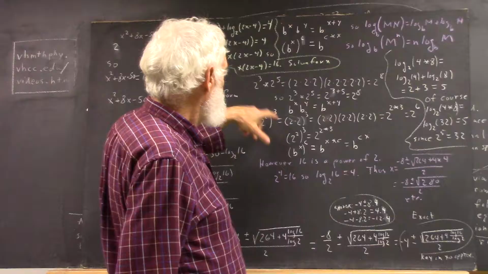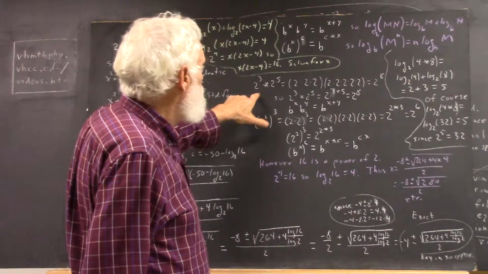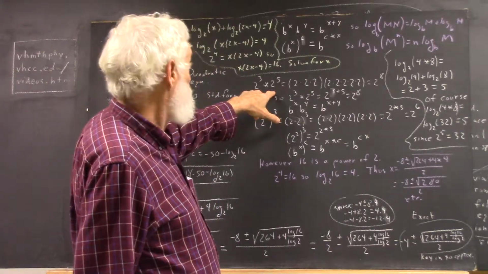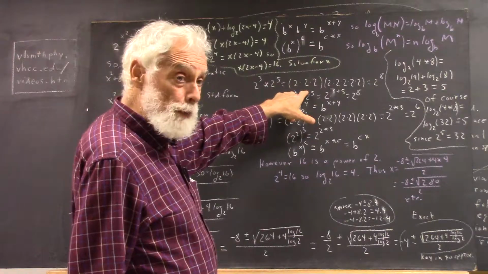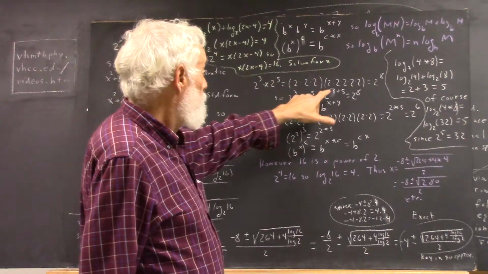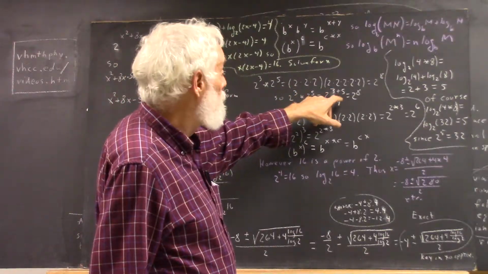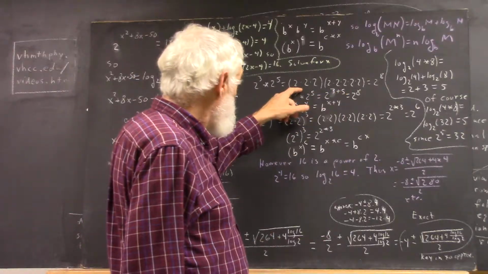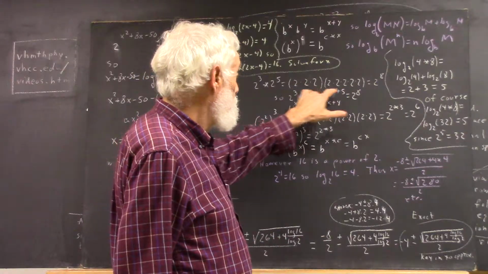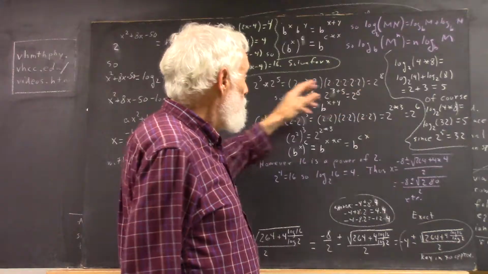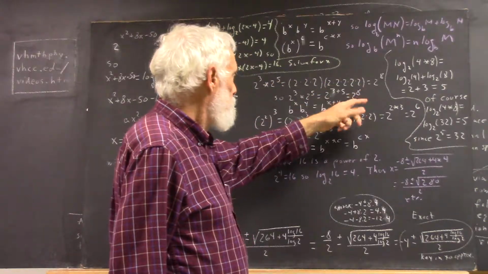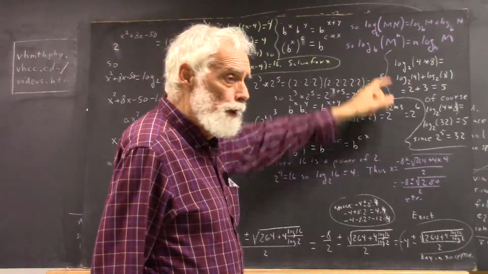Laws of exponents. Let's just look here. 2 to the third times 2 to the fifth is what? Well, 2 to the third is 2 times 2 times 2. 2 to the fifth is 2 times 2 times 2 times 2 times 2. If we multiply 2 to the third by 2 to the fifth, then we're multiplying this by this, and that means we're going to have 8 2's here, so this comes out to be 2 to the 8th.